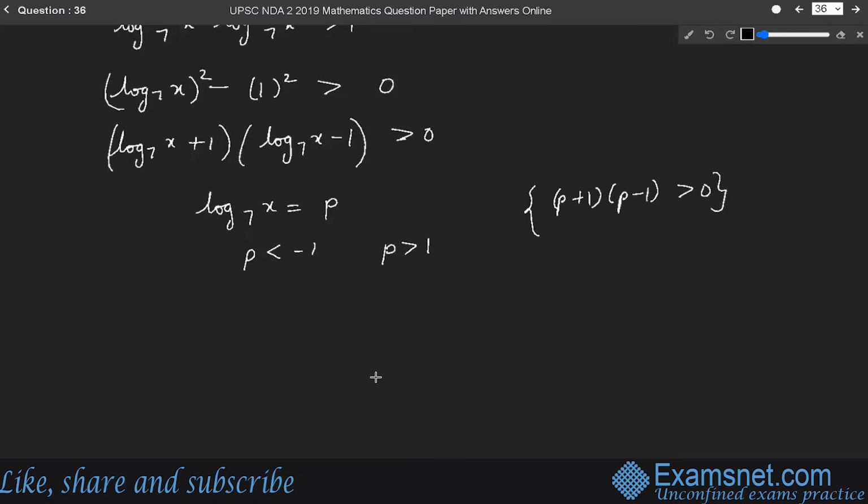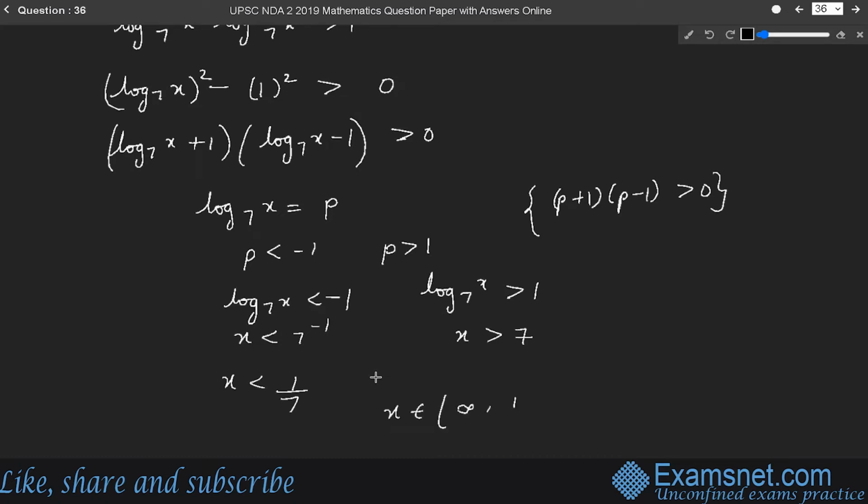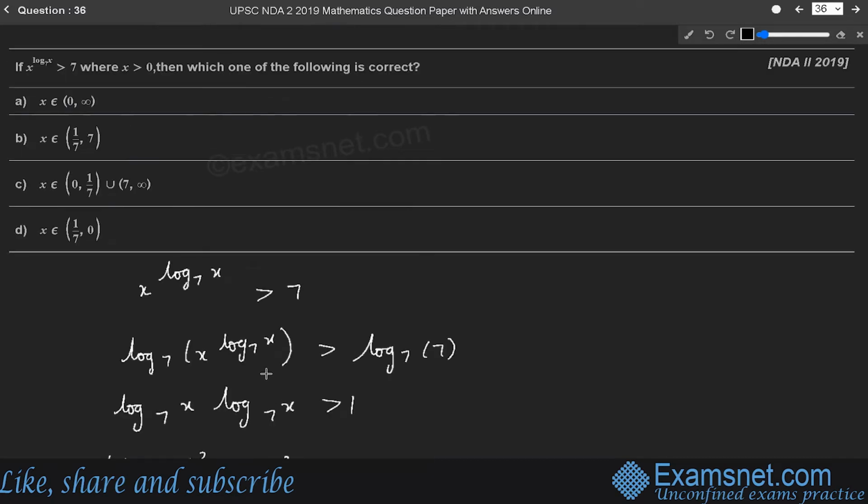Now, if p is less than minus 1, it means that log base 7 of x is less than minus 1. So x will be less than 7 inverse, or we can say that x is less than 1 by 7. If p is greater than 1, it means that log base 7 of x is greater than 1, or we can say that x is greater than 7. Therefore, we can say that x belongs to (minus infinity, 1 upon 7) union (7, infinity). So the correct option will be option number C here.